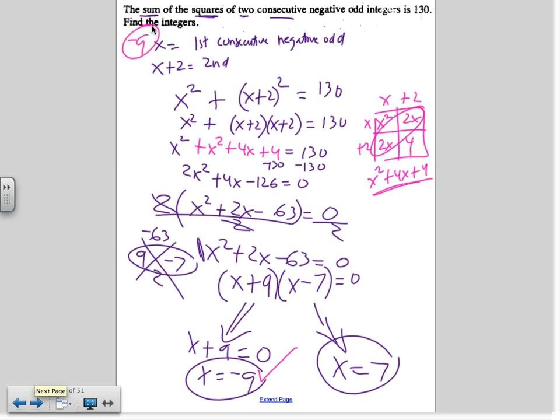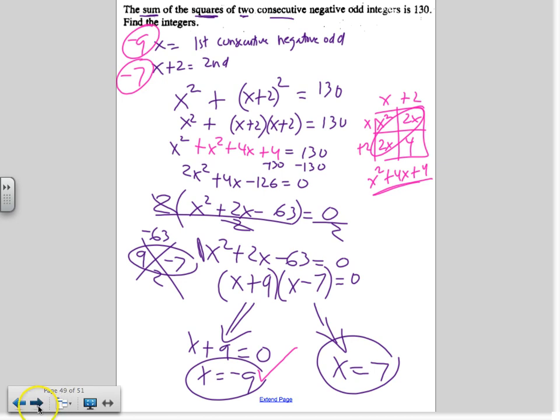If my first number is negative 9, what is my second number going to be? Negative 7. Very good. See it? Because negative 9 plus 2, negative 7. Do you have any question on that? We're good? Okay, cool.